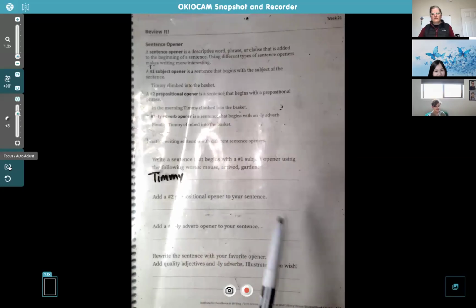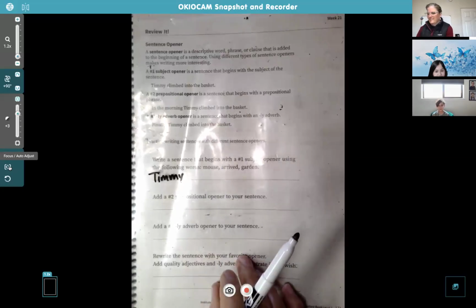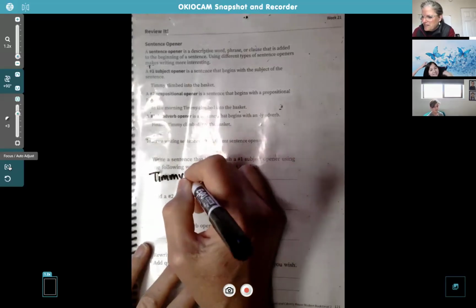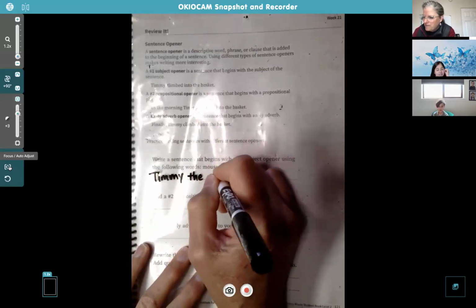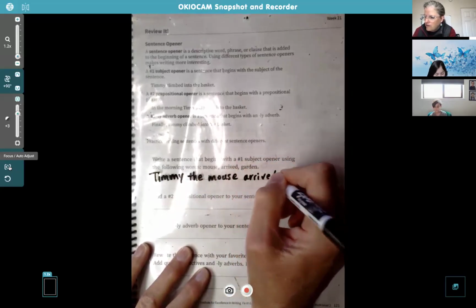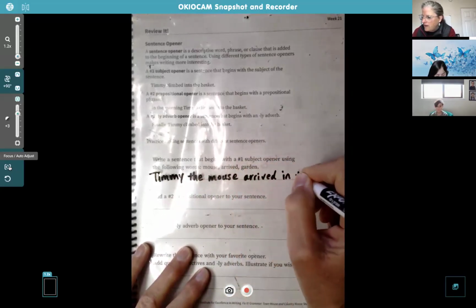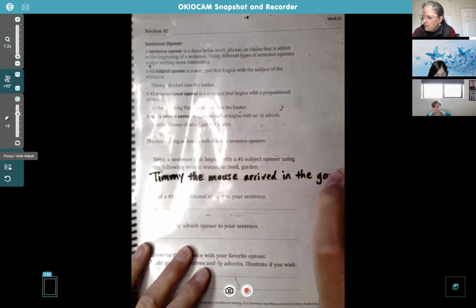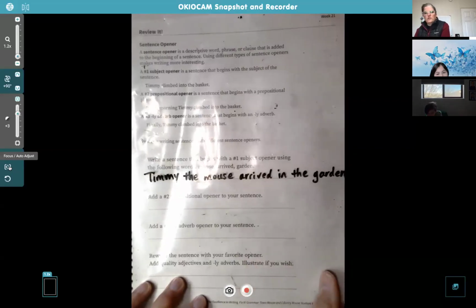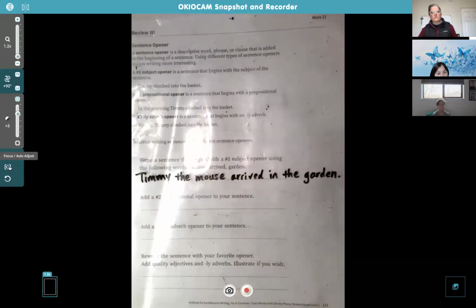Timmy the mouse arrived in the garden to pick some vegetables. That's a good one too. Timmy the mouse arrived in the garden. And if you want to add more, you can, but since I'm out of room, I'm just gonna stop right there. That was a good one, Sawyer. I'm just gonna stop there on this one because I'm out of room.